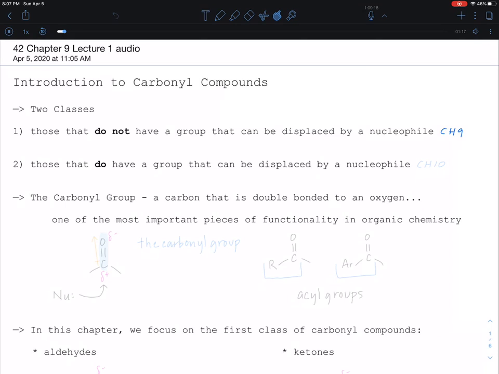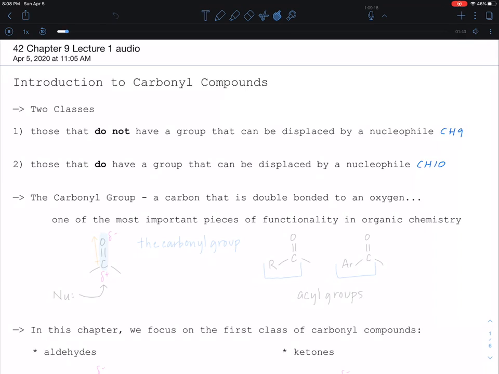And then there's a whole bunch of carbonyl-containing compounds that do have a group that can either be easily displaced by a nucleophile, or, after we protonate it, we can easily displace it after the nucleophile attacks. That'll be chapter 10, so that'll be carboxylic acids and their derivatives. And in chapter 9, we'll focus on aldehydes and ketones.